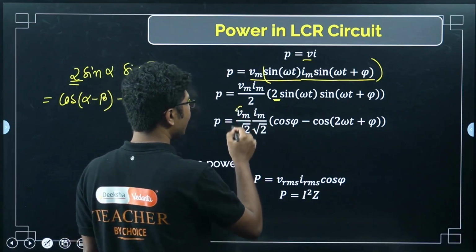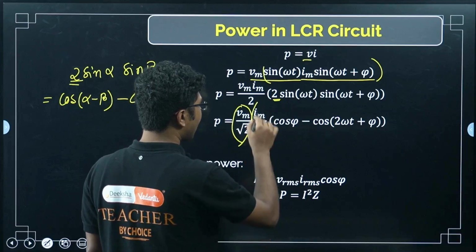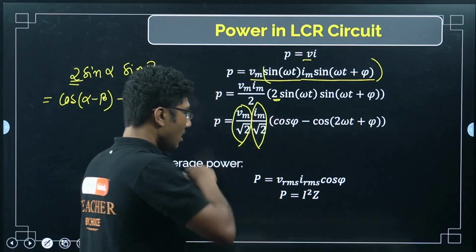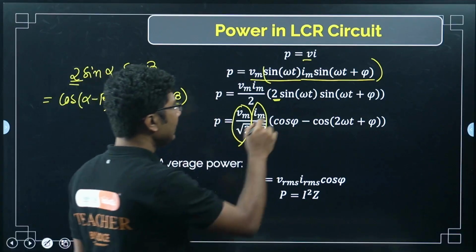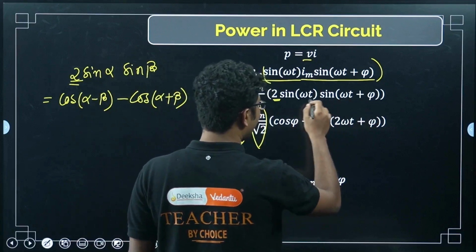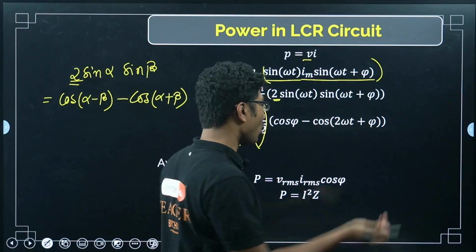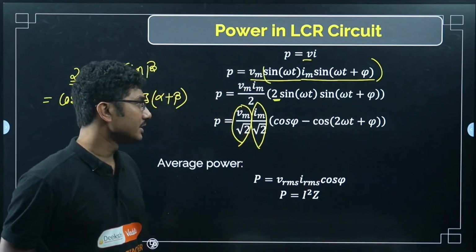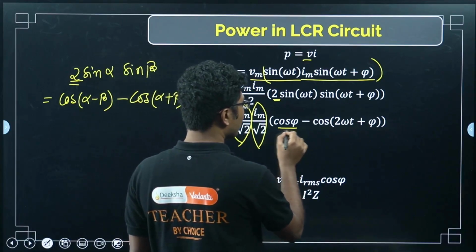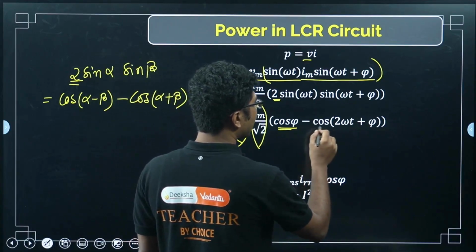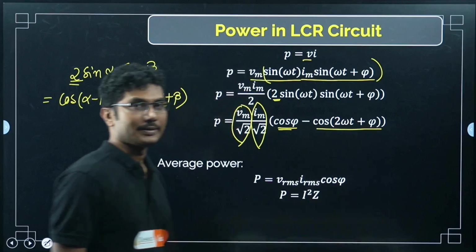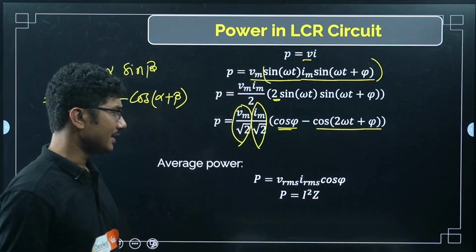Now this becomes VRMS, this becomes IRMS. And if you subtract alpha minus beta, you will get minus phi. Now cos of minus theta is cos theta, so that's why it is cos phi now, and it will become cos(2 omega t plus phi) to be precise.